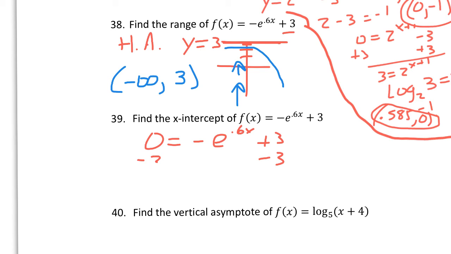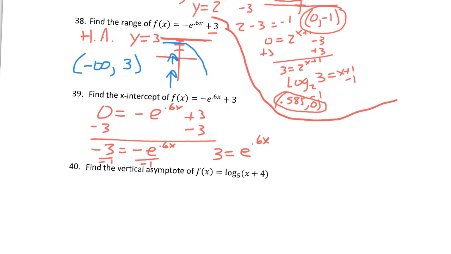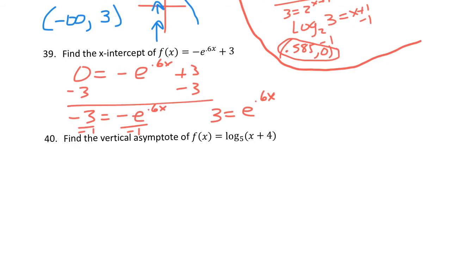And take the algebra steps necessary to get x by itself. Divide by negative 1. So 3 is equal to e to the 0.6x. And now it's right here that I am staring at an exponential, and a logarithm will solve that. Specifically, since my base is e, I'm going to use natural log. The base is implied to be e, so the natural log of 3 is equal to 0.6x.